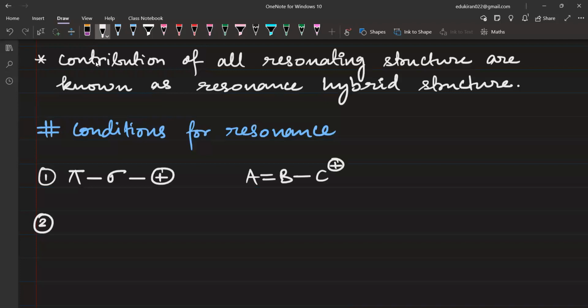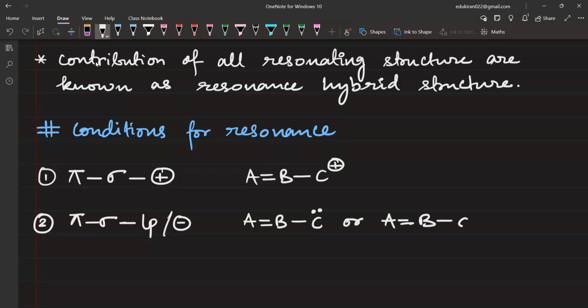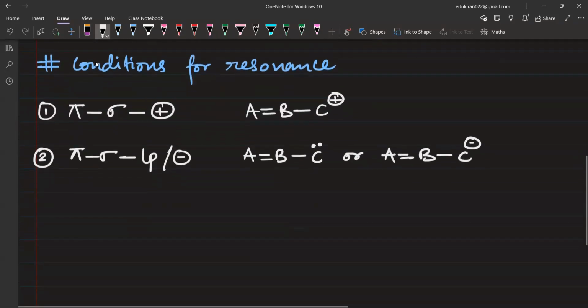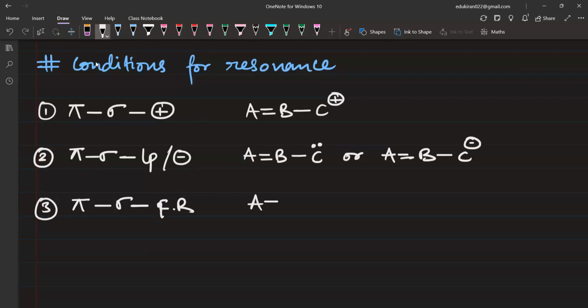Sorry, guys. Pi, then sigma bond, and then you have lone pair electrons. It will be negative charge also, no? Lone pair or negative charge. A double bond B, single bond C. C has a lone pair, or you can see this in this way: A double bond B, single bond with C and a negative charge. Third is pi, sigma, and then you have a free radical. Okay, free radical. ऐसे लिख दीजिए, free radical लिख दीजिए, otherwise you will not understand. A double bond B, single bond C, and C has a free radical like this.